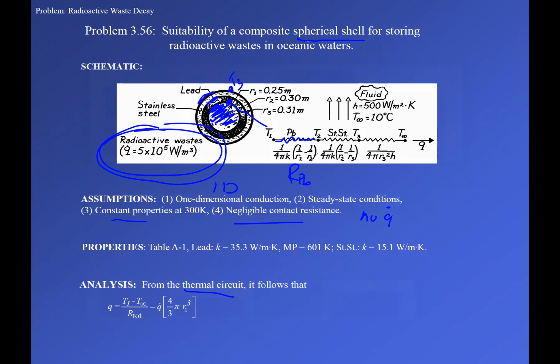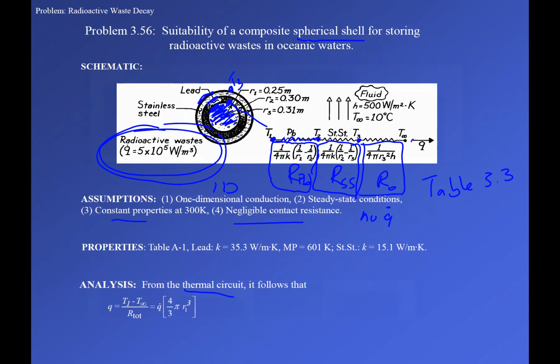We have the stainless steel's resistance, and then we have convection on the outside. Let's draw a better R here. Temperature 1 is the inside surface of the lead. Temperature 2 is the outside surface of the lead, or the inside surface of the stainless steel. Temperature 3 is the outside surface of the stainless steel, right? And then T infinity is the oceanic water's temperature. These resistor equations can be found just by using table 3.3 that I mentioned.